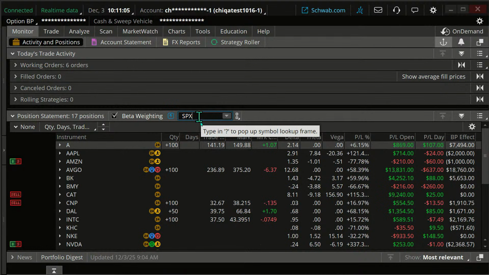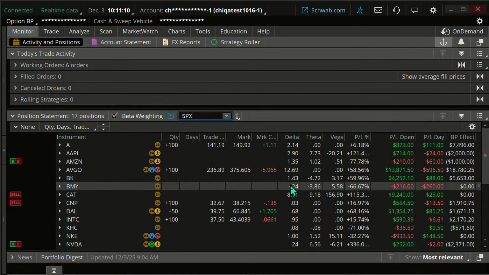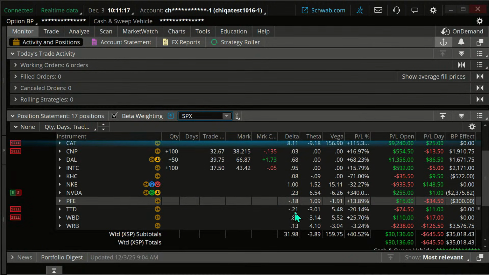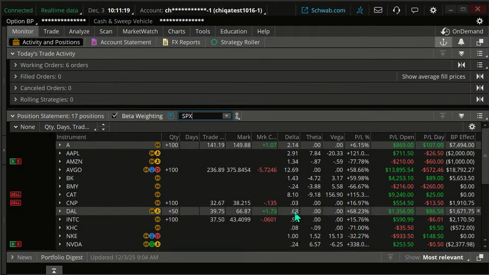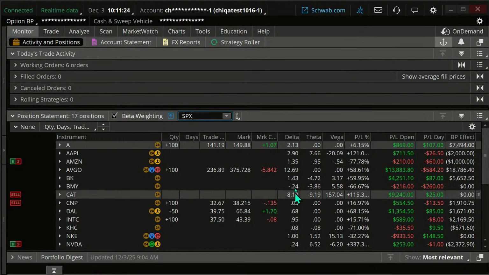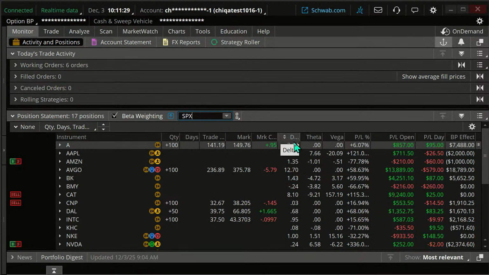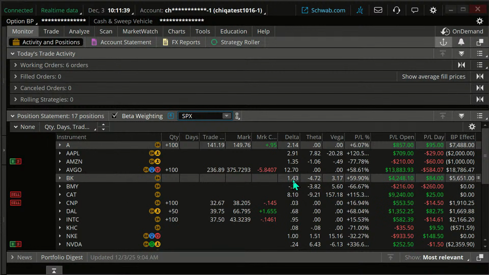What it's saying is, given a 1-point move in the SPX, how much is each of these positions going to move? Well, look at my delta here. You can see my deltas. And when I talk about deltas and their potential moves, just realize they're estimations. It's not a guarantee of exactly how much any stock is going to move. Remember, to come up with your beta weighted delta, we're looking at past price movement. That's no guarantee of what future price movement is going to be.